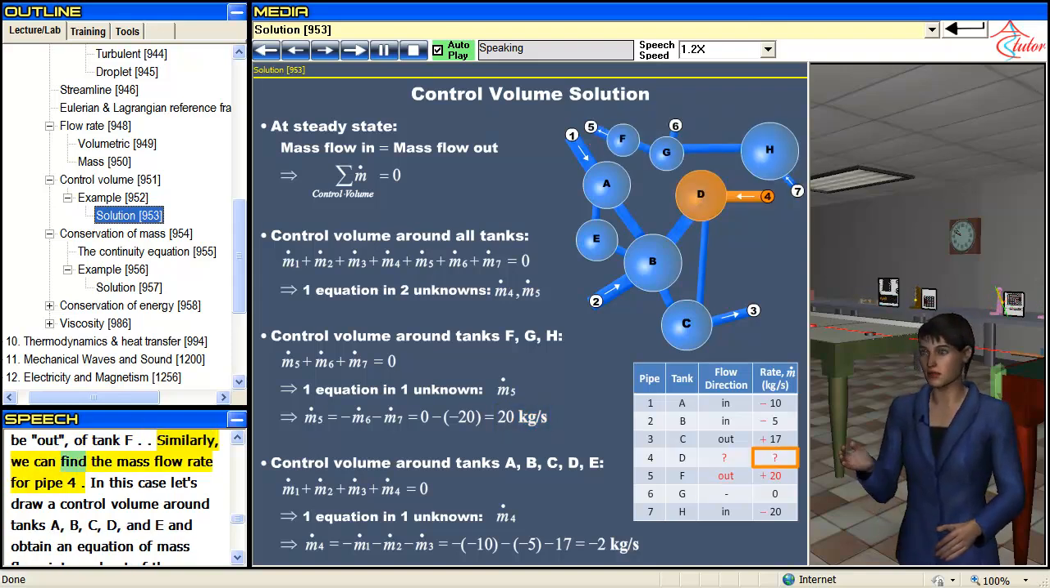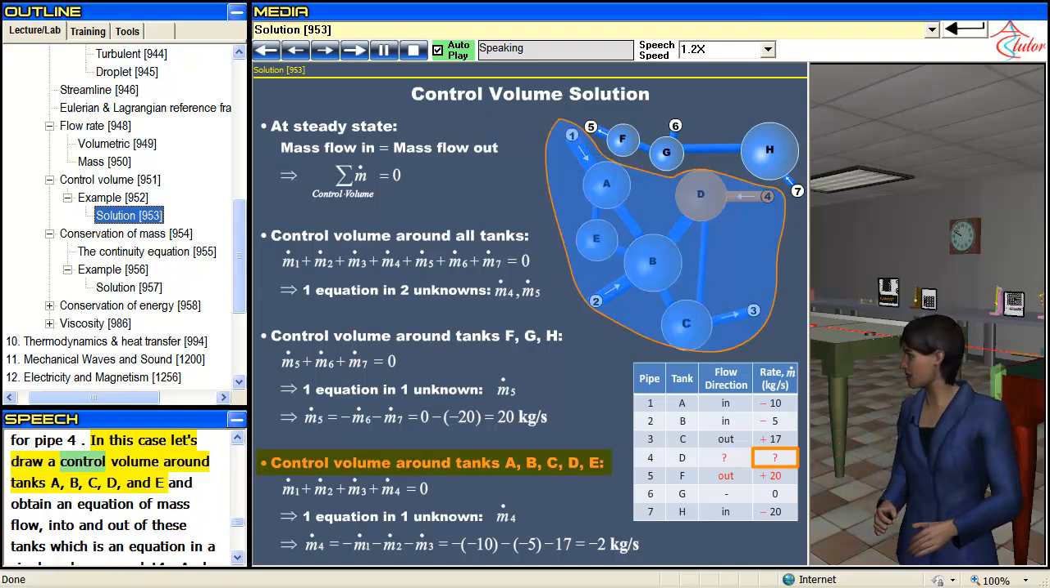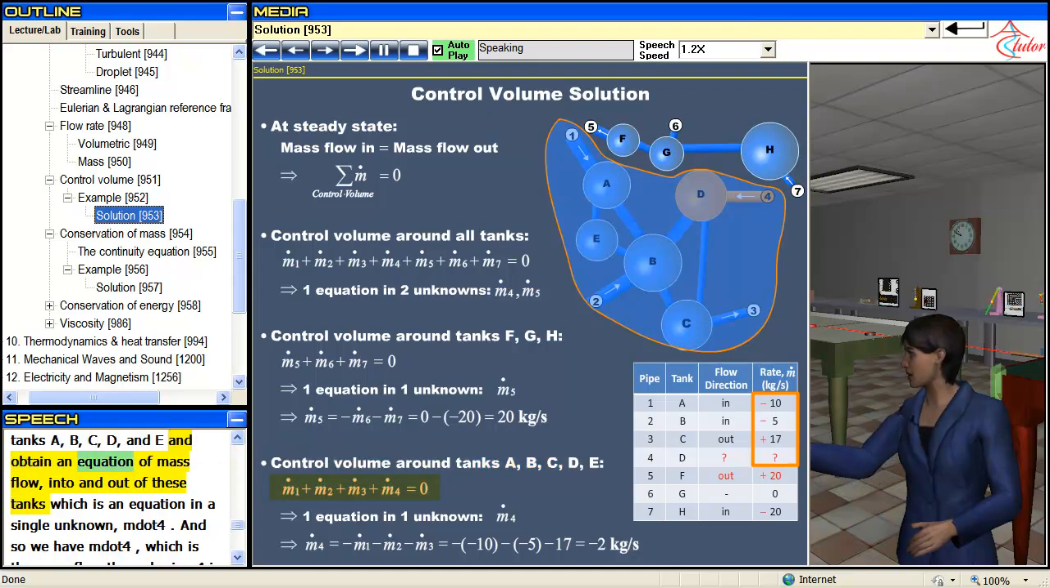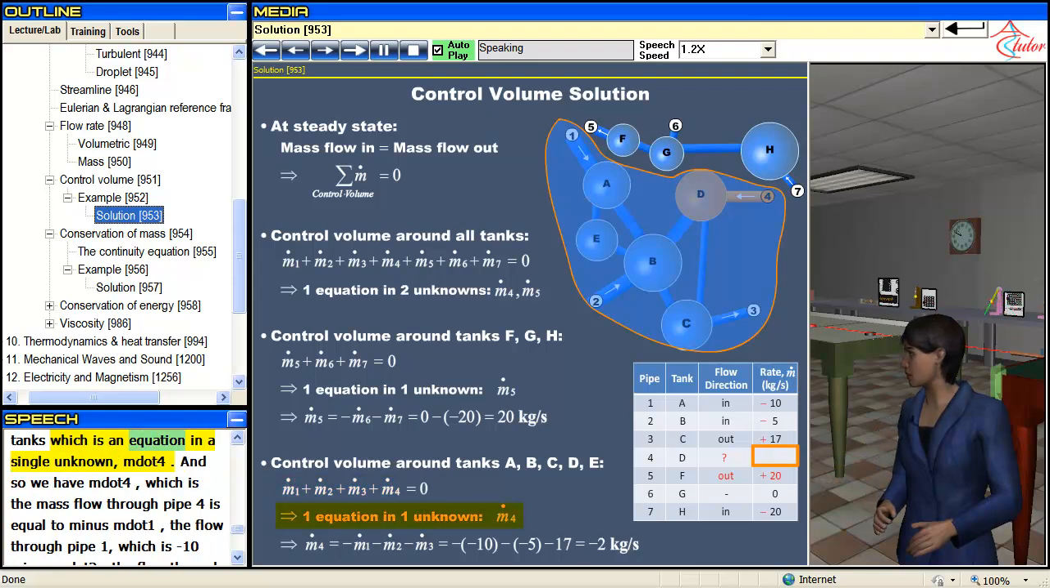Similarly, we can find the mass flow rate for pipe 4. In this case, let's draw a control volume around tanks A, B, C, D, and E, and obtain an equation of mass flow into and out of these tanks, which is an equation in a single unknown, m.4.